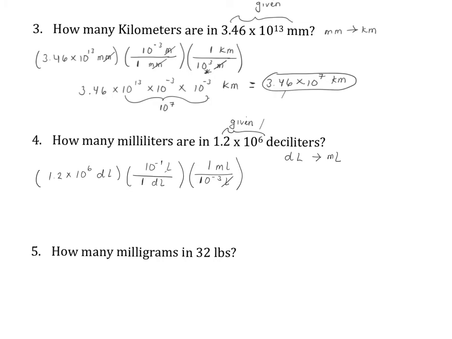Our liters cancels out, deciliters cancels out, and again, we don't have to use our calculator, using our exponent rules. So we have 1.2 times 10 to the 6 times 10 to the negative 1 times 10 to the negative 3. Units at the end are milliliters, and using our exponent rules, that ends up being 10 to the 8th. So our answer ends up being 1.2 times 10 to the 8th milliliters.